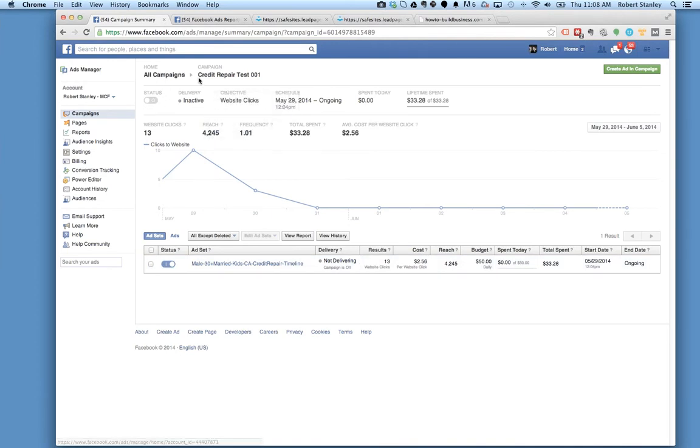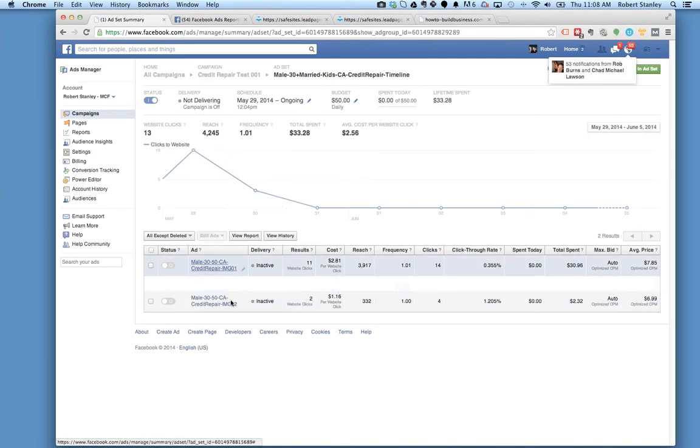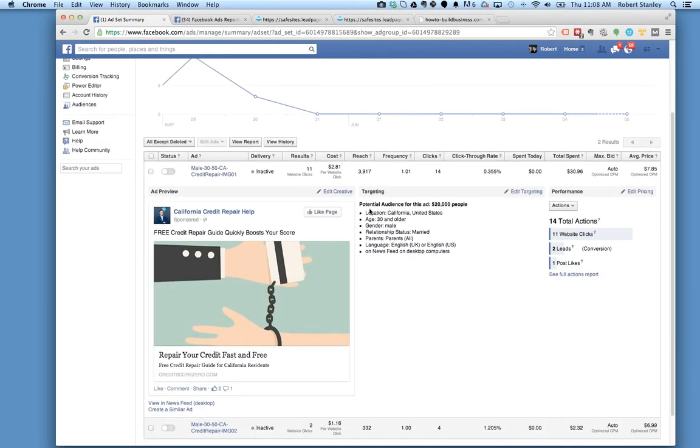So if we look at, let me just see, campaigns, credit repair, you can see I've used my naming conventions here. Okay, so you can see location is California, United States, 30 and older, gender is male, status is married, status is parent. So I'm looking for married men with kids that speak English, and I'm advertising in the desktop newsfeed. So you can see I got 2 leads here. I spent $30.96, so it's a cost per lead of $15.